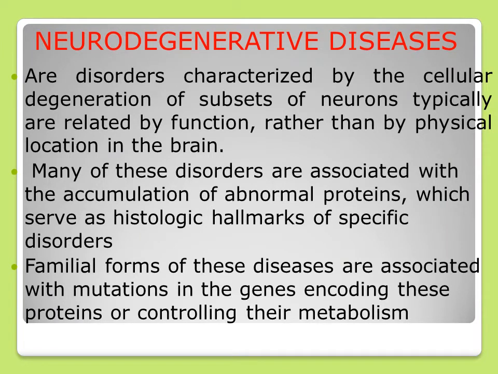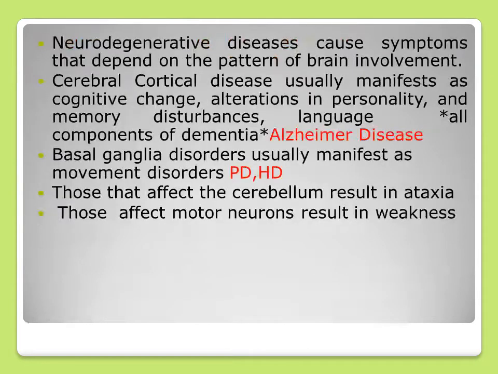Familial forms of these diseases are characterized by mutations in the genes encoding these proteins and controlling their metabolism. Neurodegenerative disease causes symptoms that depend on the pattern of brain involvement. Cerebral cortex disease usually manifests as cognitive change, alterations in personality, memory disturbance, and language components of dementia. The most common type is Alzheimer's disease. Basal ganglia disorders manifest as Huntington disease and Parkinson disease.